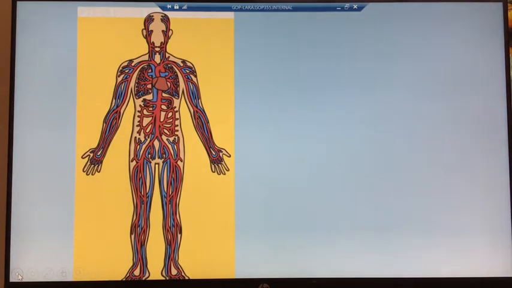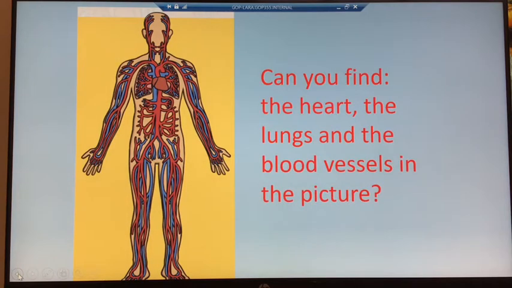Have a look at this picture here. Can you find the heart, the lungs and the blood vessels in the picture?